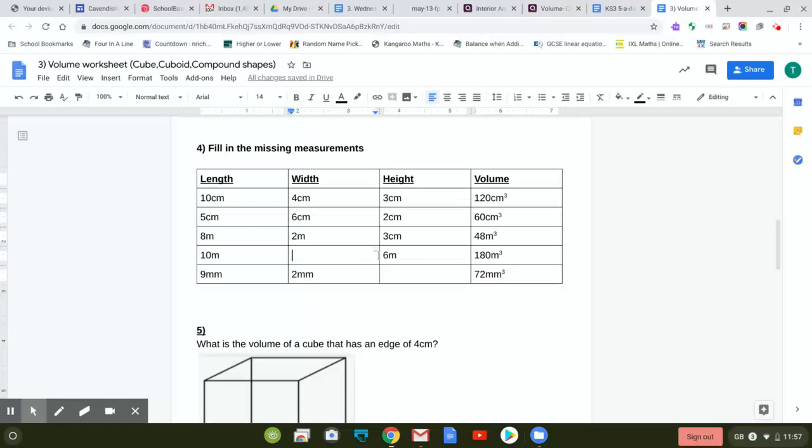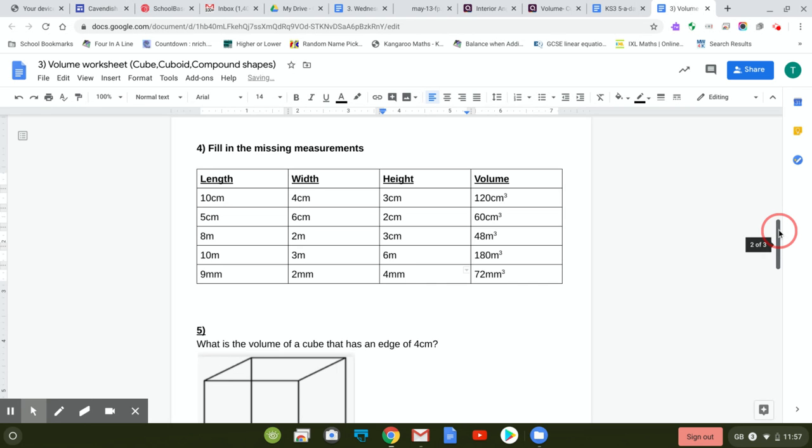Next one, 10 times 6 is 60. 60 times what gives you 180, so the missing number must be 3. And the last one here, 9 times 2 is 18. What would you times 18 by to give you 72? And that was 4. So 4 millimeters.